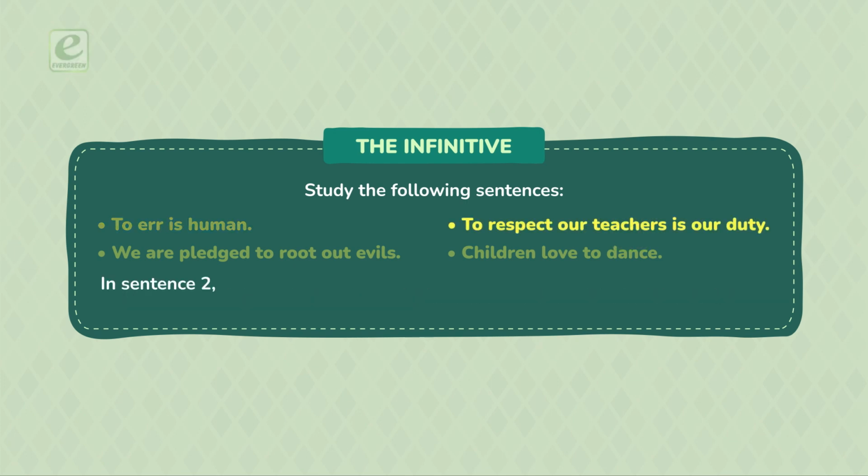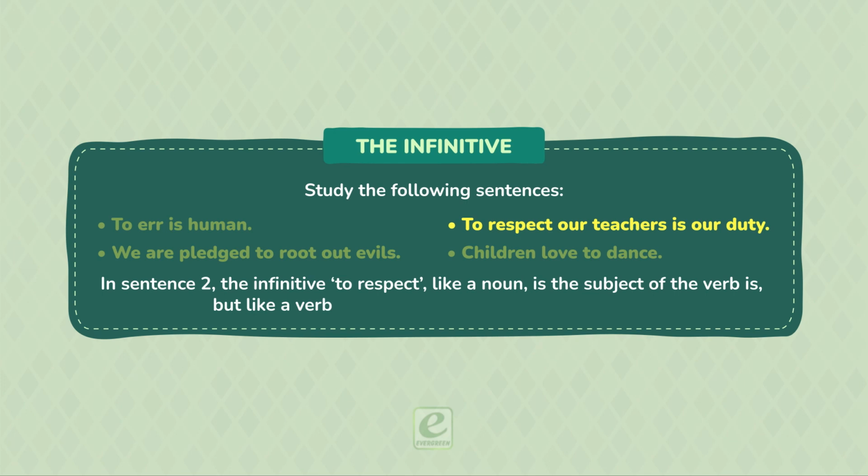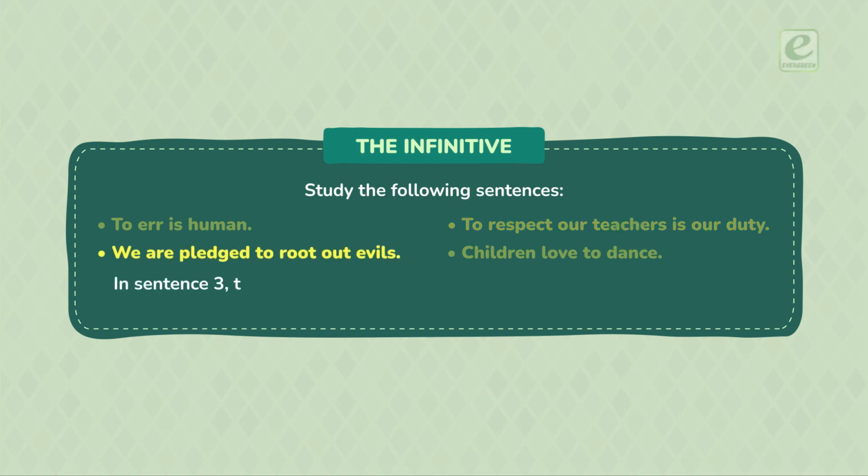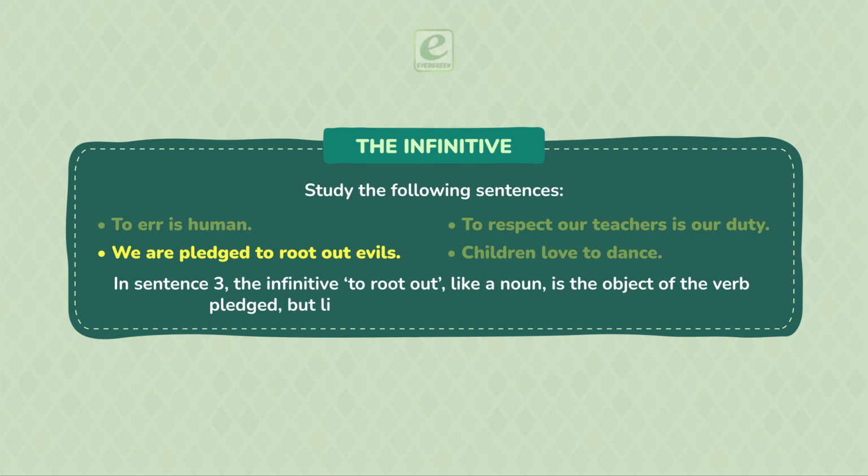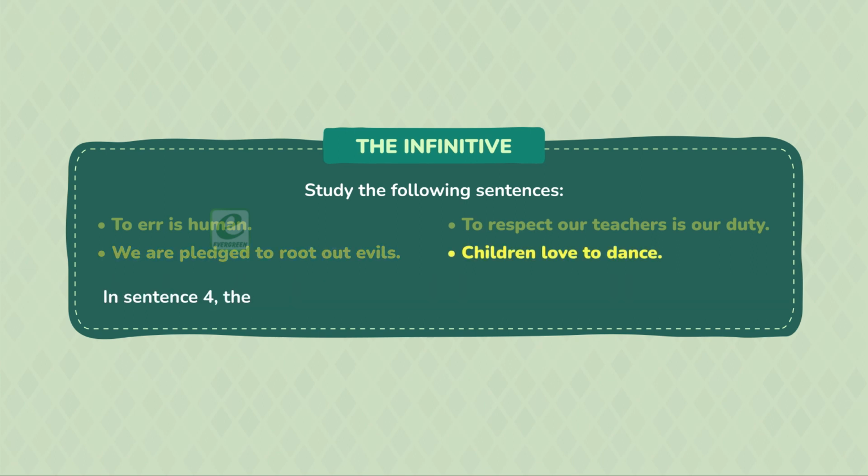In sentence 2, the infinitive, to respect, like a noun, is the subject of the verb is, but like a verb, it also takes an object, our teachers. In sentence 3, the infinitive, to root out, like a noun, is the object of the verb pledged, but like a verb, it also takes an object, evils. In sentence 4, the infinitive, to dance, like a noun, is the object of the verb love.